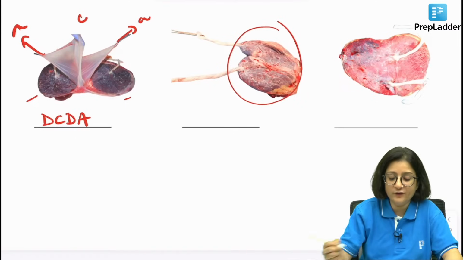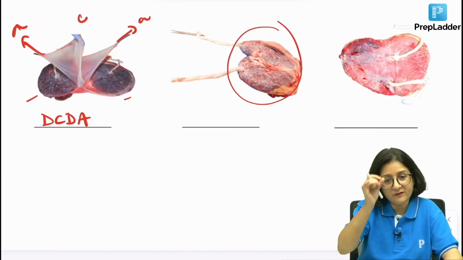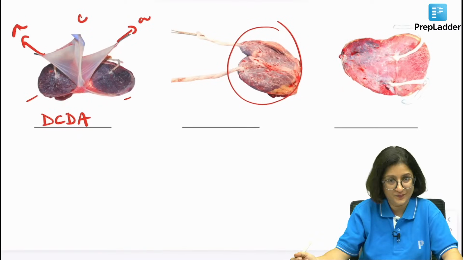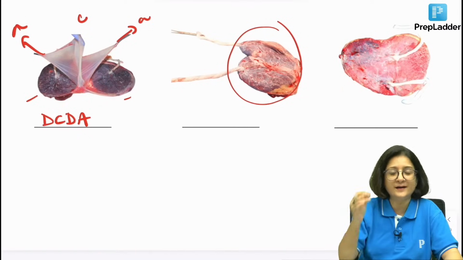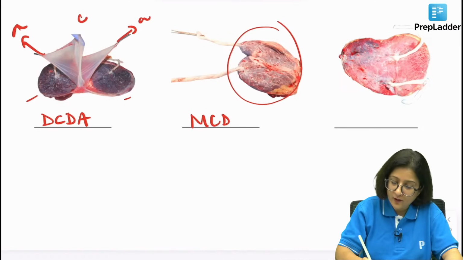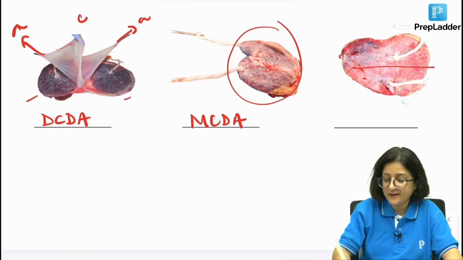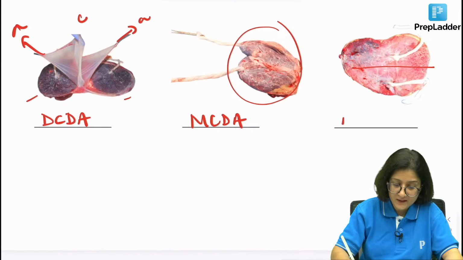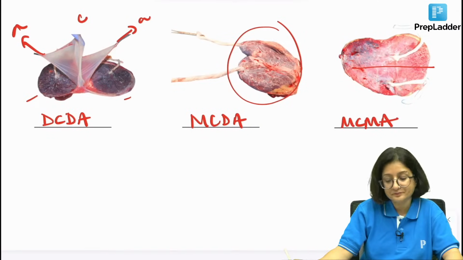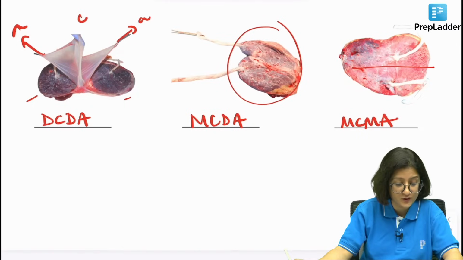This is a single fused placenta, and the intervening membrane is very thin. We are not able to separate it, and not able to find a chorion in between. So this is monochorionic diamniotic, and here you can see there is no intertwin membrane. This is monochorionic monoamniotic, right? So placental images of the twins is also an important image based question. All right.